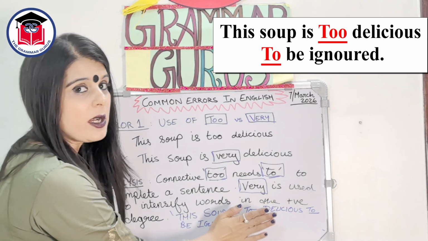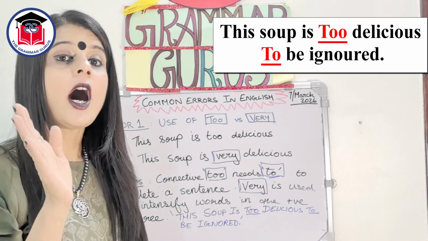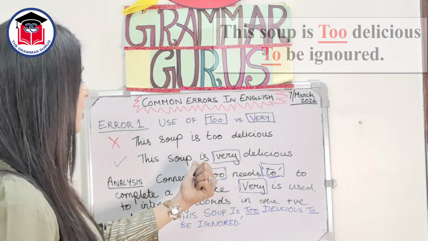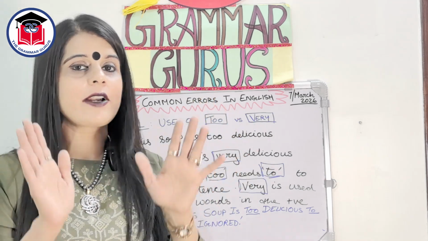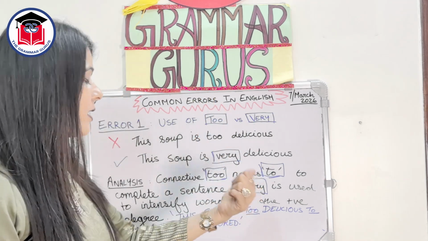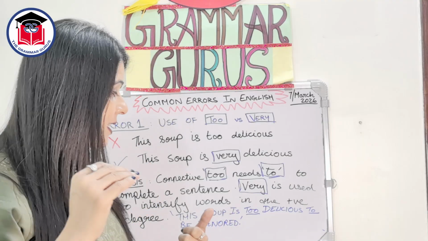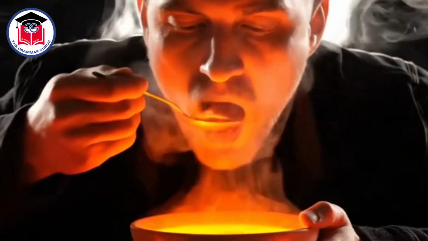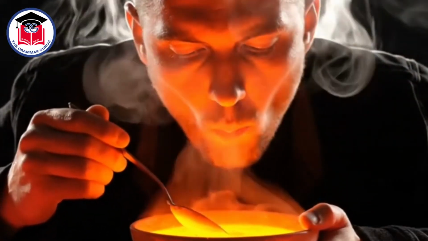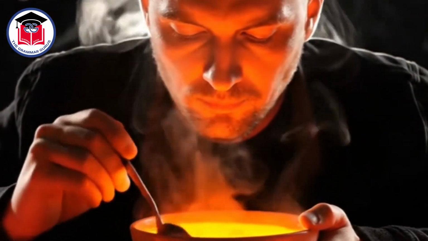So this is one way of making this sentence. Another way is to use very. In this case, this soup is very delicious and we stop. Very is usually used to intensify the words in a positive degree. Hence, the conclusion is either use only very or always use T-O-O along with T-O.